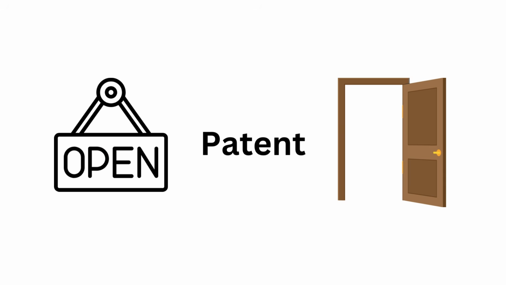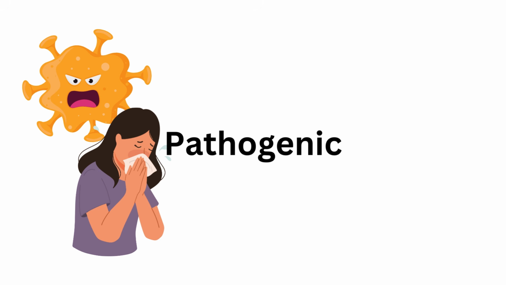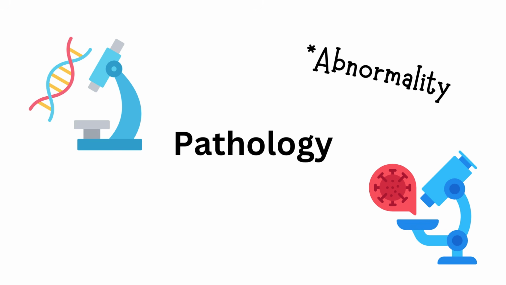Next word is patent. So you can think of open. You see the word patent, try to replace it with the word open. Next word is pathogenic. So this is the causing of a disease. So think of a disease that's causing them to become sick. So think of causing or able to cause a disease, pathogenic.